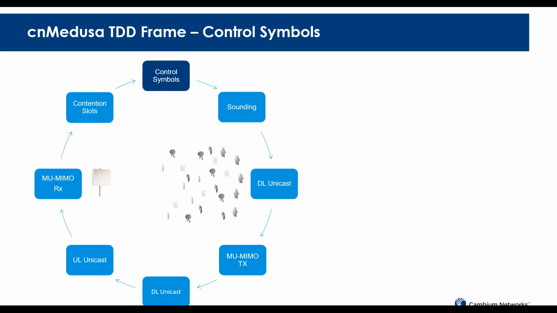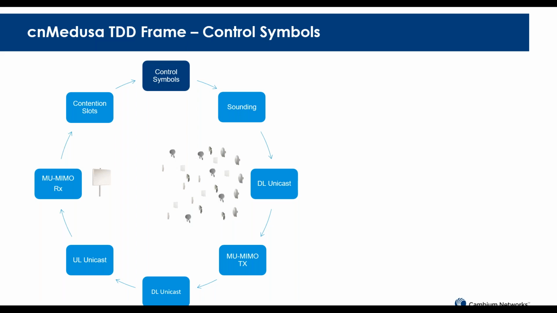So we can have one symbol in one operating mode and the next symbol in another operating mode without needing any idle time to switch from one mode to the other. Let's walk through all these types of symbols in a frame.